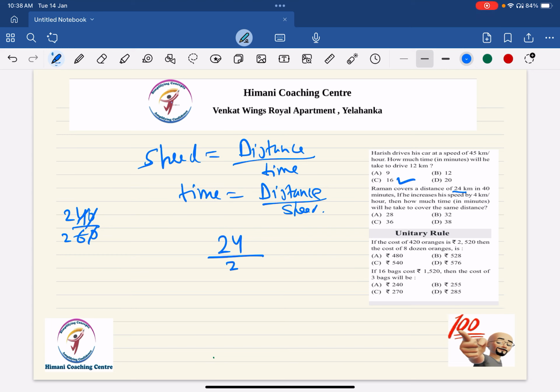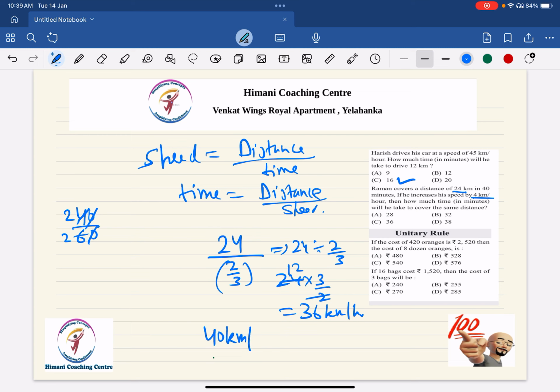Okay, so 24 divided by 2 by 3, or it is 24 into 3 by 2. So we find that his speed was 36 kilometers per hour. Now if he increases his speed by 4 kilometers, then his speed will become how much now? 45 kilometers per hour. The distance is still the same, 24.